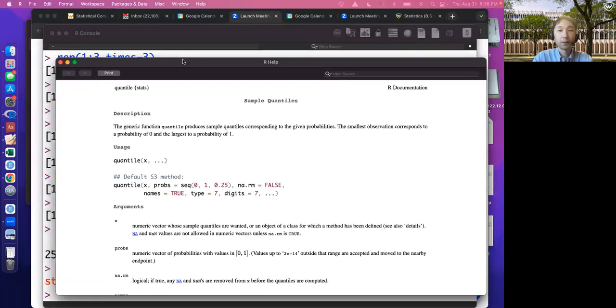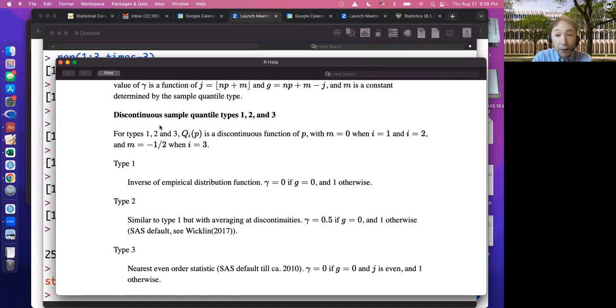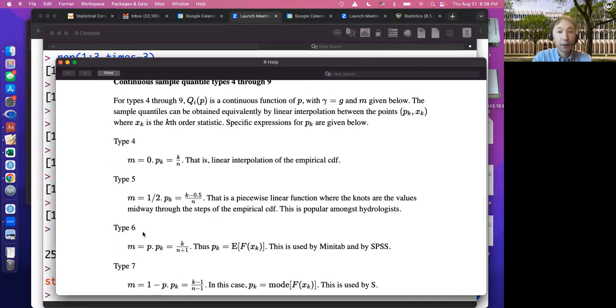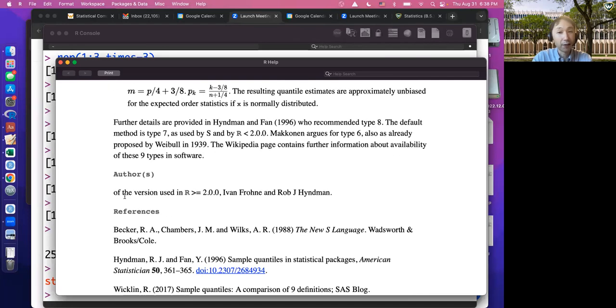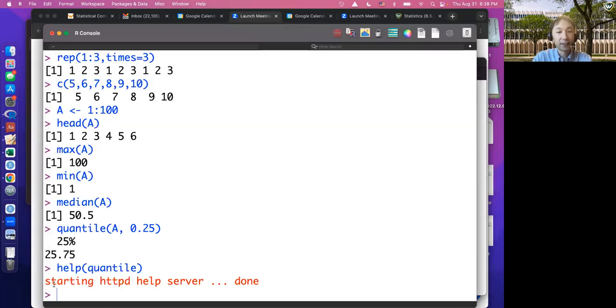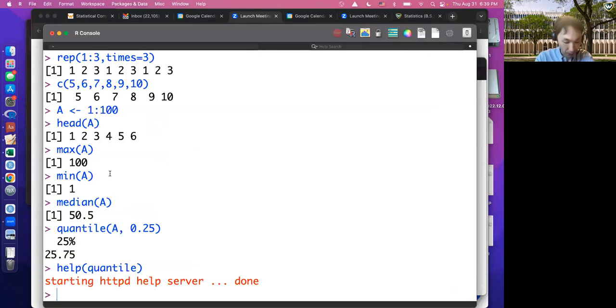So this is the help of the quantile function, and we have several different options: type 1, type 2, type 3, type 4, type 5, type 6, and actually up to type 9. So we have 9 different definitions of quantile. The number should be between 25 and 26, but some people believe it's in between, 25.5, and some people believe 25.75. But anyway, the difference is small, especially if we have many observations.